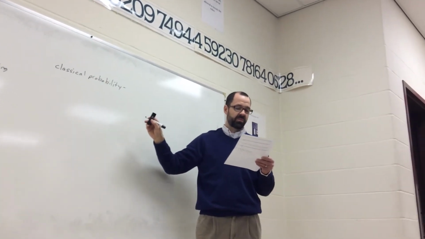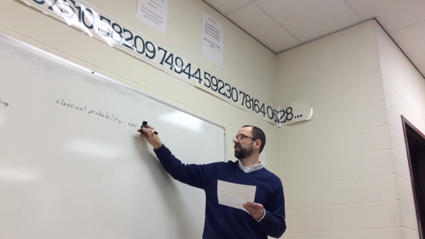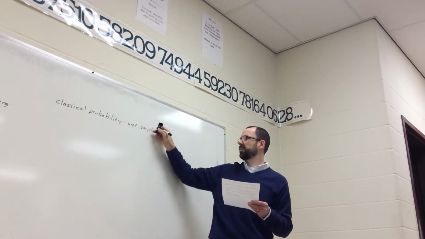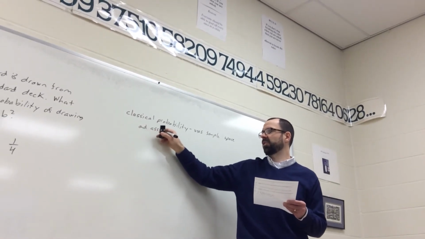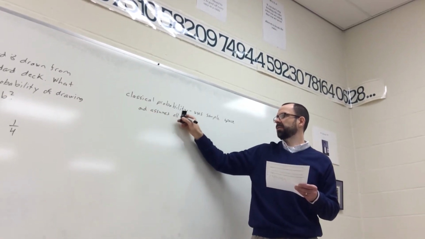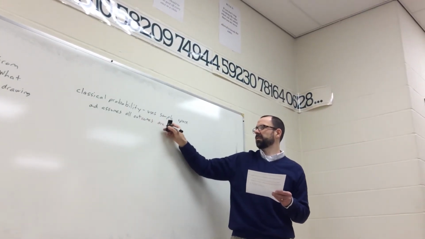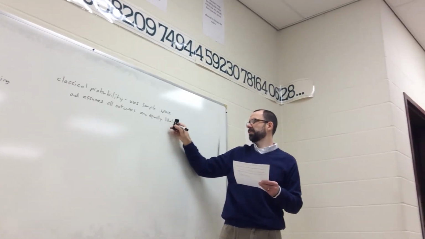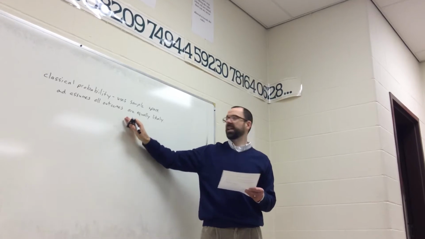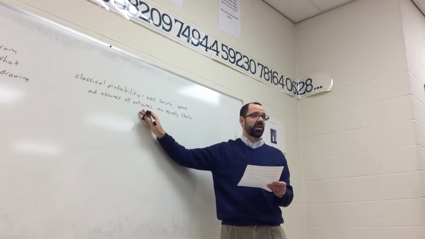Classical probability uses sample space and assumes all outcomes are equally likely. Classical probability is when you use the sample space and assume all outcomes are equally likely.